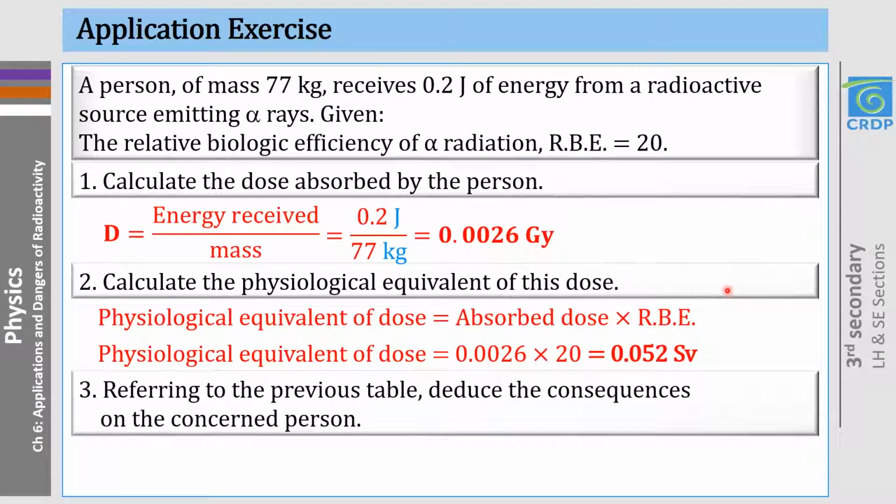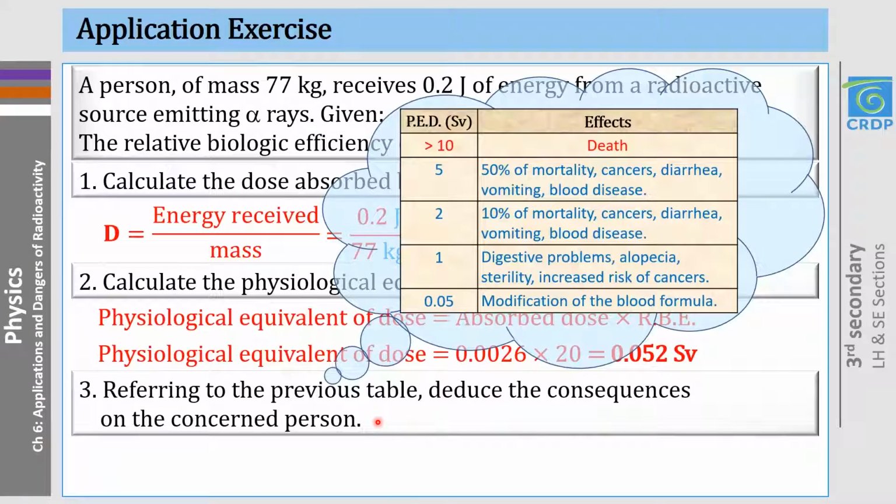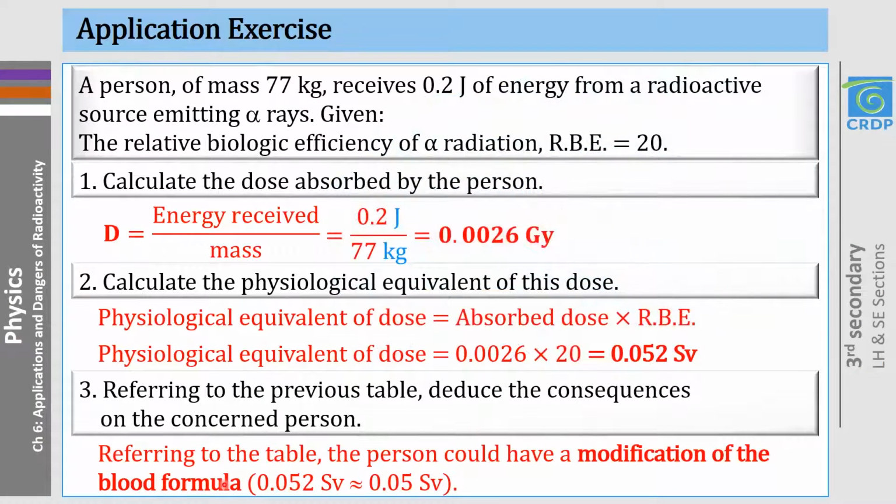Question number 3. Referring to the previous table, deduce the consequences on the concerned person. So they ask us to refer to the table. And this is the table. What we got was 0.052 sievert. So if we take a look at this value, we can see that it can lead to a modification of the blood formula. So this must be the answer.